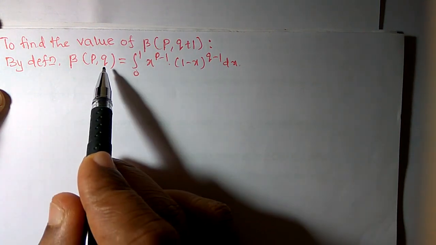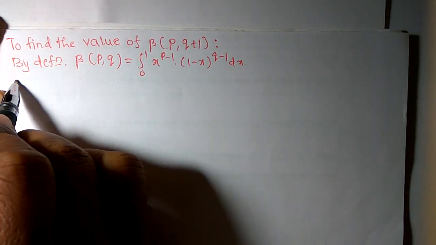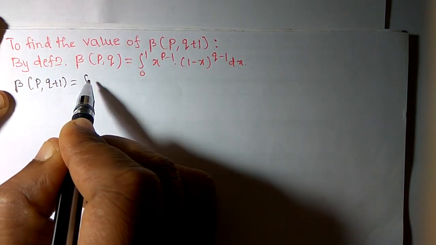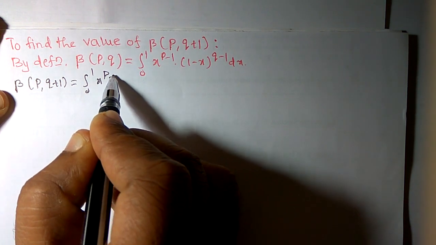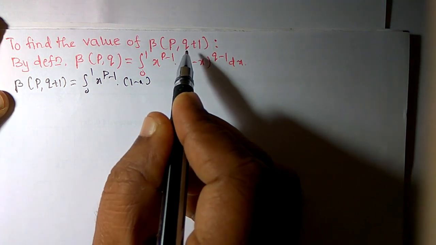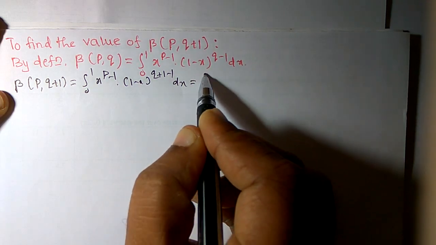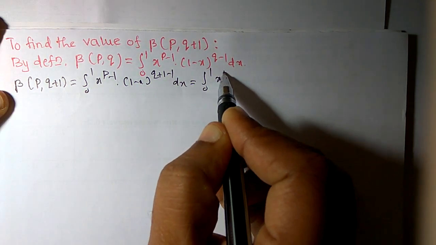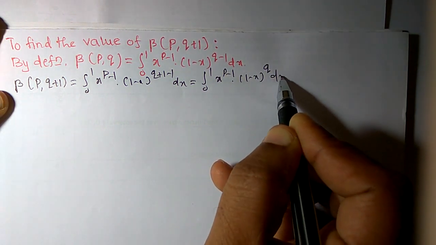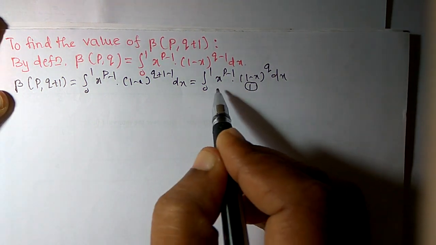So in this integration, simply I am going to replace q by q plus 1. So beta p comma q plus 1 is equal to 0 to 1 x raised to p minus 1 into 1 minus x raised to q plus 1 minus 1 dx. So this is equal to 0 to 1 x raised to p minus 1 into 1 minus x raised to q dx, right? So now I want to integrate by using integration by parts, right?